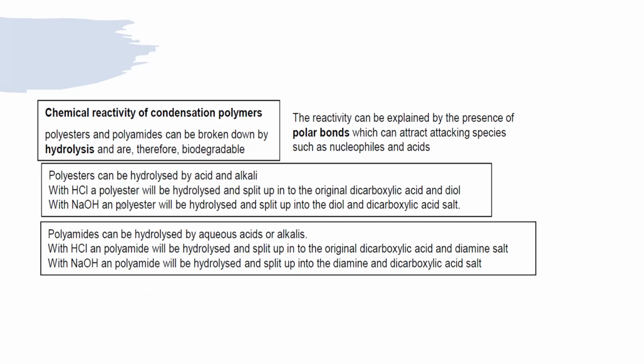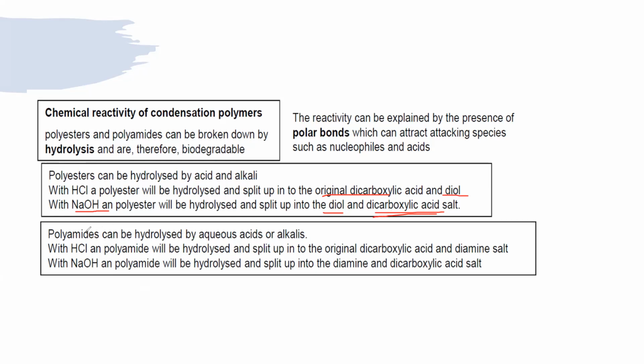But what will be the products? If we hydrolyze the polyester with hydrochloric acid, it will split up into dicarboxylic acid and diol, the original products. But if we hydrolyze with sodium hydroxide, it will produce a diol and a dicarboxylic salt. What is the reason? The polyester is formed from a dicarboxylic acid and a diol, and the carboxylic acid can react with sodium hydroxide. That's why it forms a salt of the dicarboxylic acid, not exactly the dicarboxylic acid.